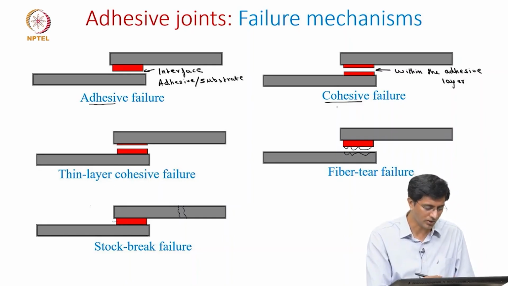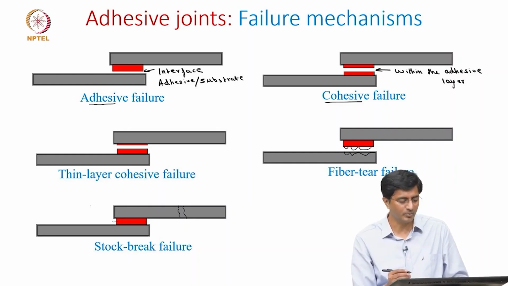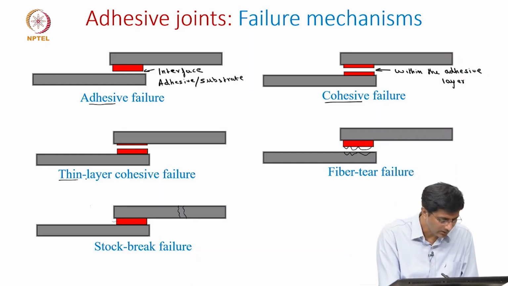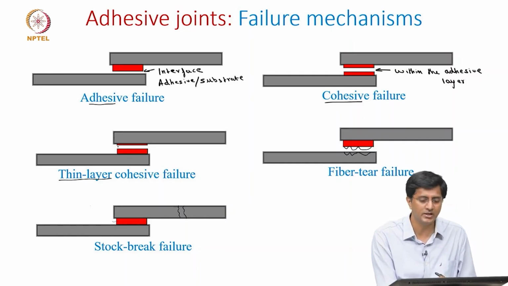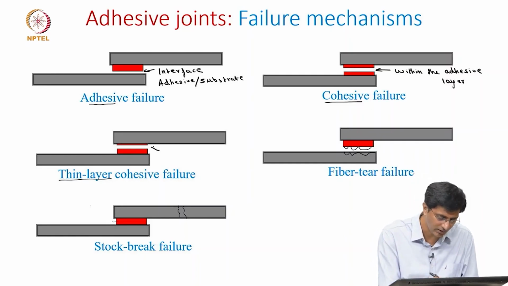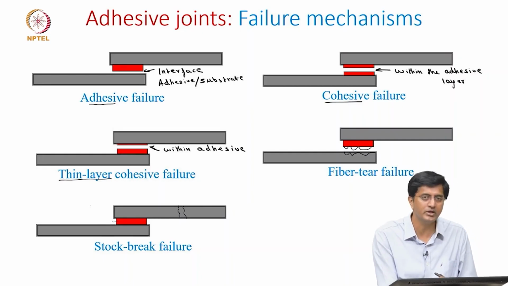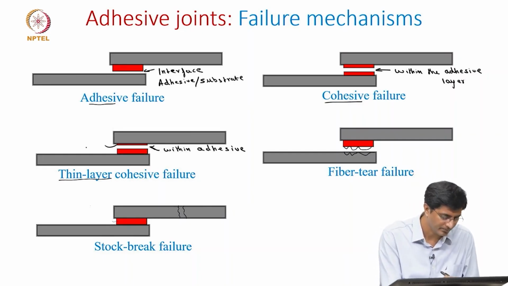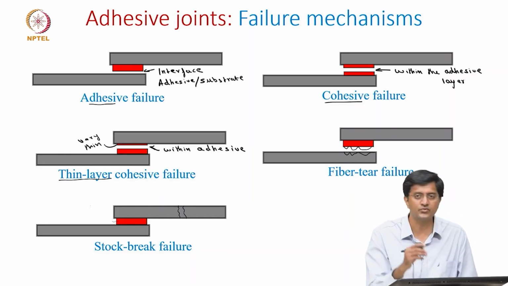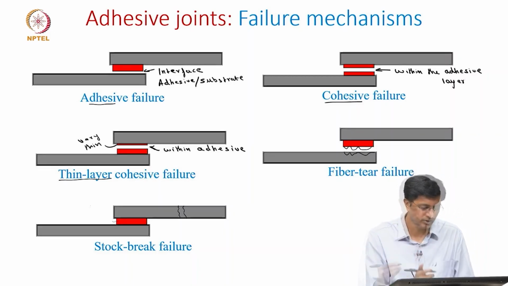But there are also other different failure mechanisms which include the thin layer cohesive failure, meaning the failure is in the adhesive like what we see here. It's a cohesive failure, meaning again within the adhesive, but as you can see one of the layers is very thin, so it is very close to the substrate level.